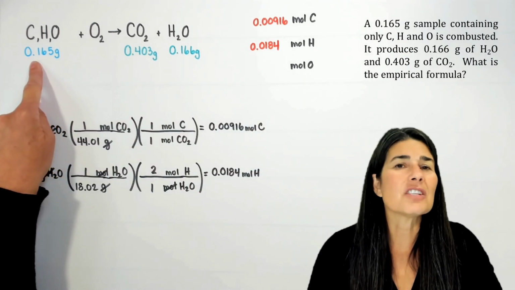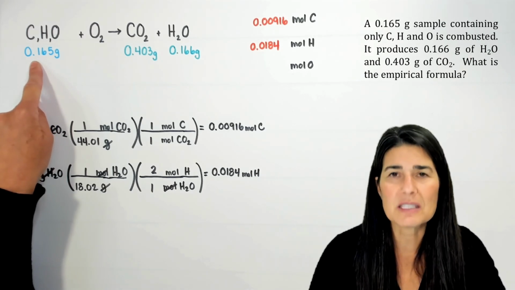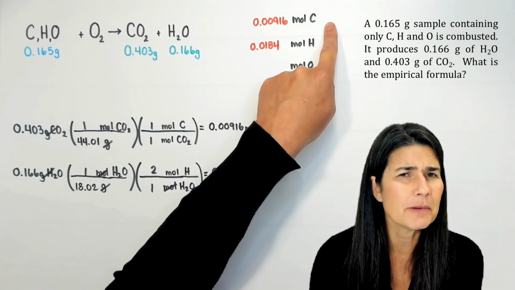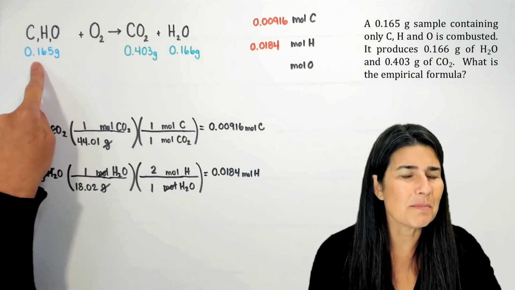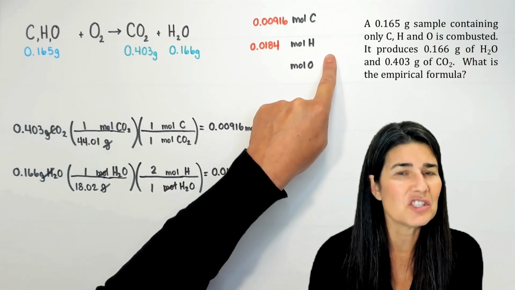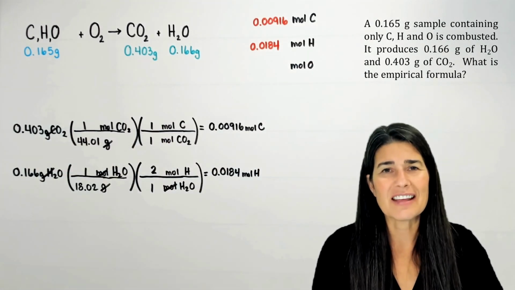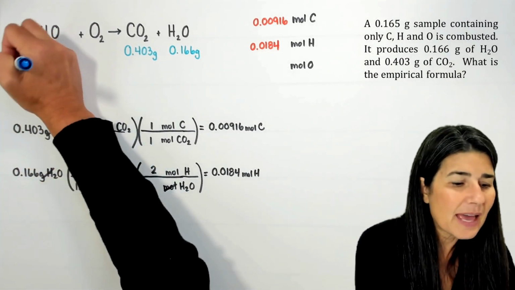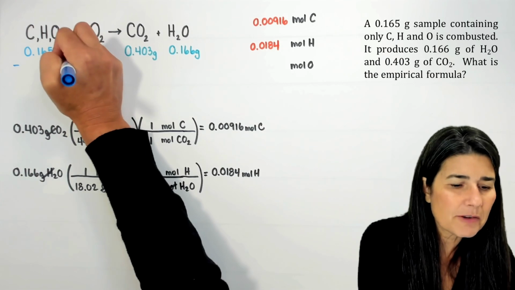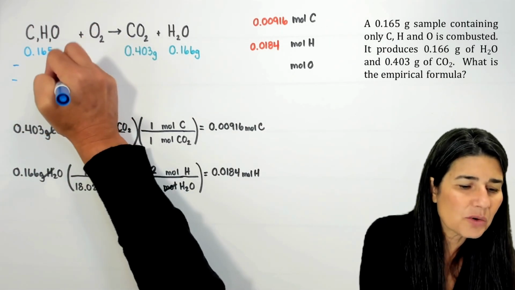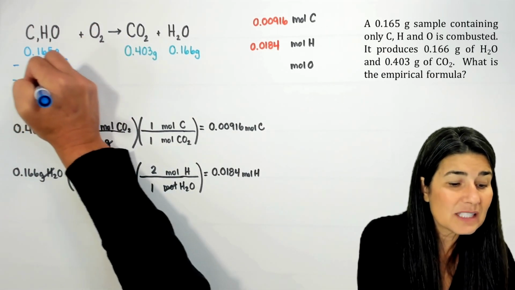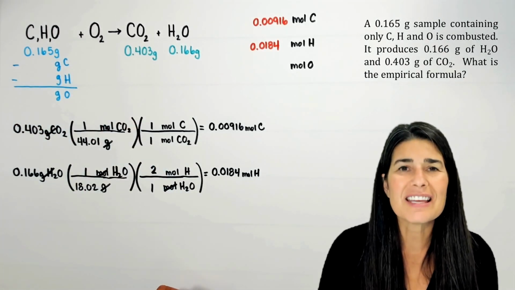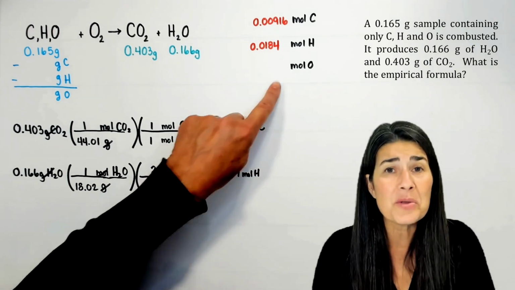So if we know that the total mass is 0.165, that total mass is composed of carbon. Hey, we have information about carbon. That mass is composed of hydrogen. We have information about hydrogen and oxygen. We can get the amount of oxygen if we take the total here and we subtract the grams from carbon and we subtract the grams from hydrogen. What's going to be left over are the grams of oxygen in our compound, and we can use that value to get the moles of oxygen.